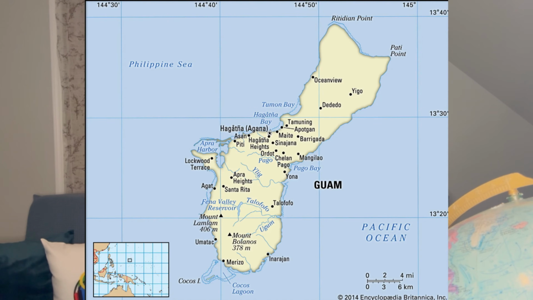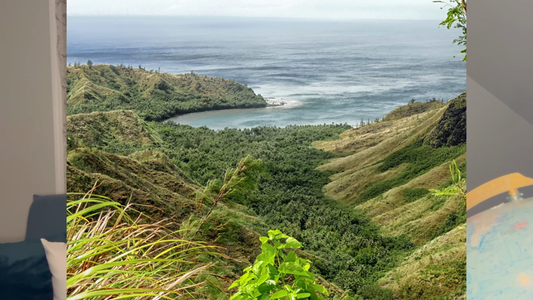Okay, Guam. Guam is located in the Western Pacific Ocean, part of the Mariana Islands chain. Like Puerto Rico, Guam became a U.S. territory in 1898 after the Spanish-American War. Geographically, Guam is an island characterized by a tropical climate, coral reefs, and volcanic origins. Its location makes it strategically significant for U.S. military operations in the Asia-Pacific region.